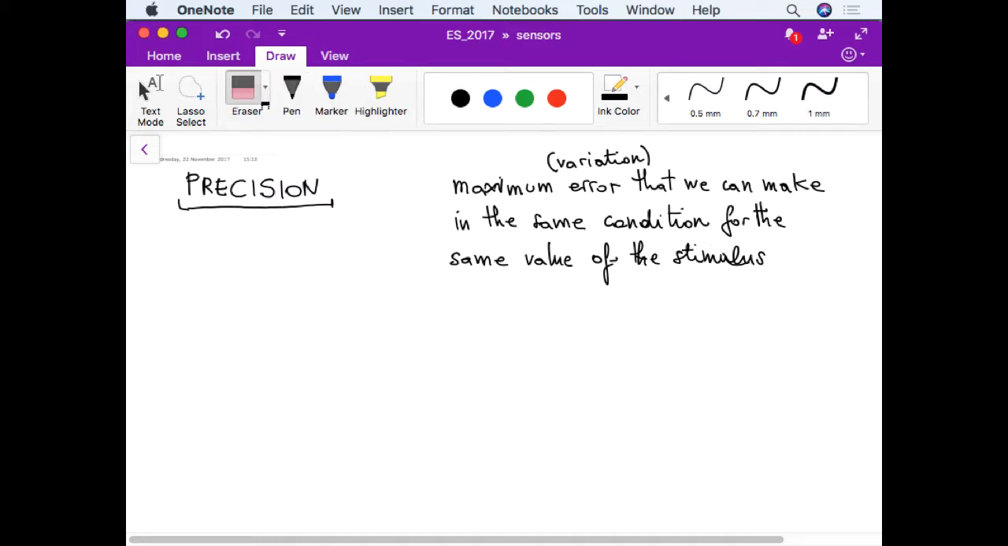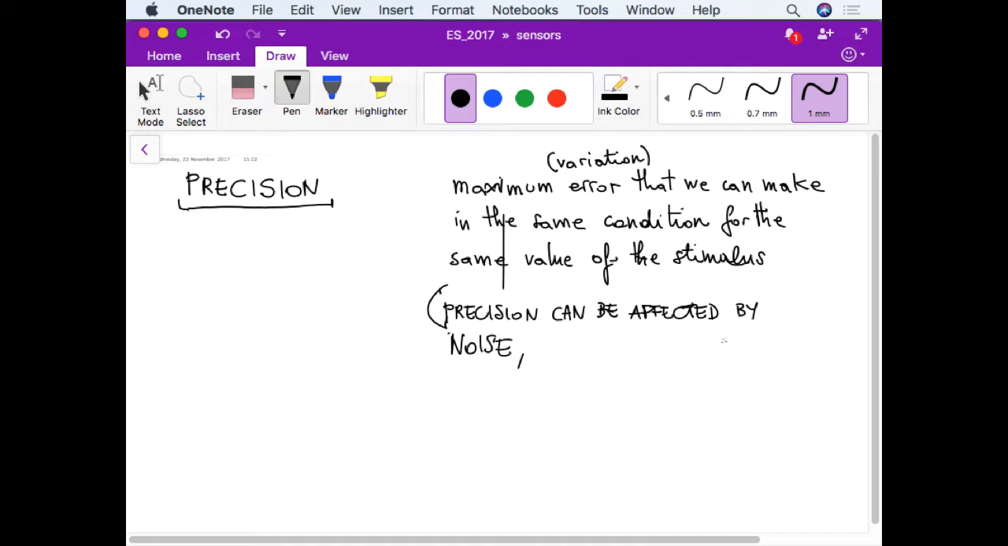Of course, what can affect precision? Precision can be affected by noise, by memory, and by aging. So all things that lead to a non-repeatable transfer function. Okay, of course, noise, it's easy to understand the impact of noise on precision.